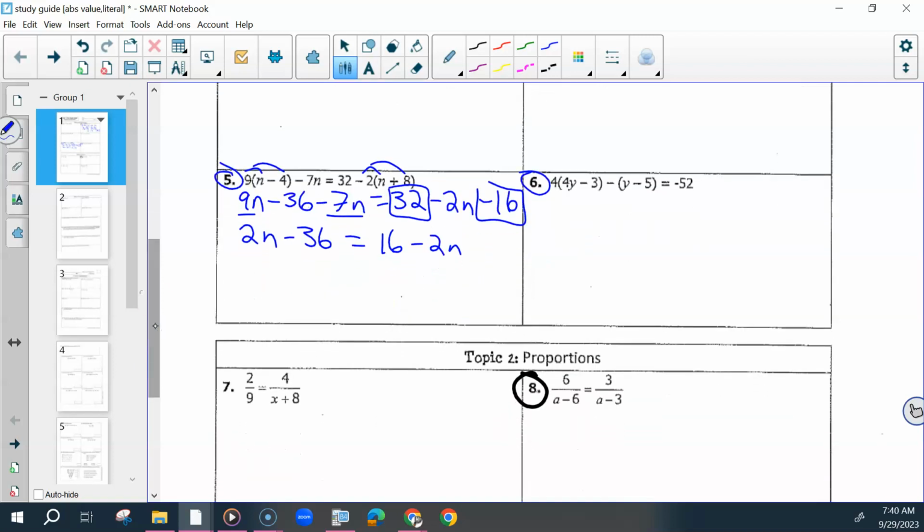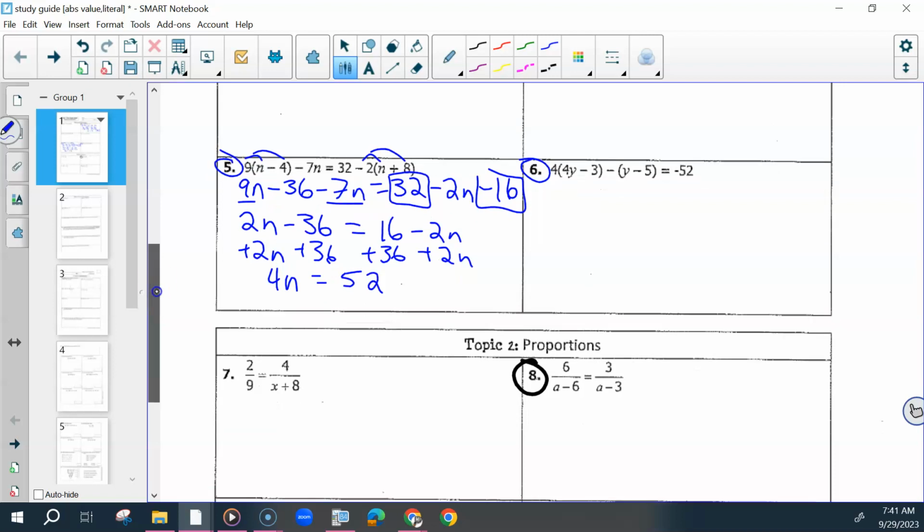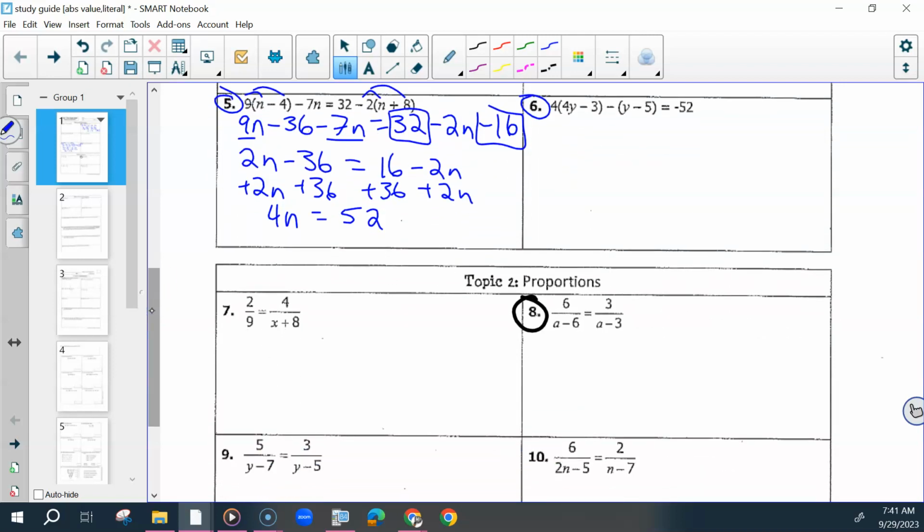So then we have choices. What do we want to move first? The 2n or the negative 2n? Negative 2n. Okay. So we can add 2n to both sides and add 36 to both sides. Is that right? Mm-hmm. And then divide from what you get.